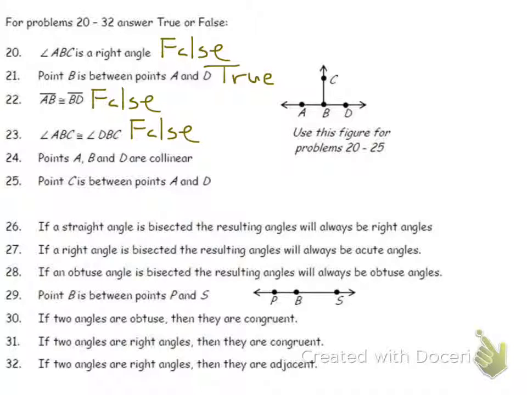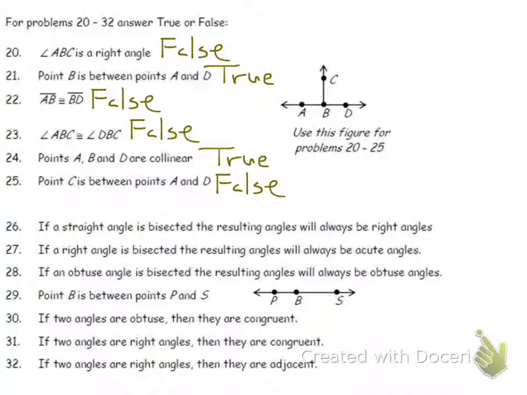ABD are collinear. For number 24, that is true. They are all on the same line. That comes from also, and if you look at 21, they're true because the B is between A and D on that line. 25 is false because C is not between A and D. For it to be between, it would have to be on the actual line, and it is not.